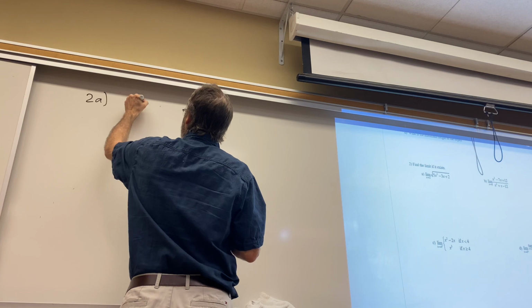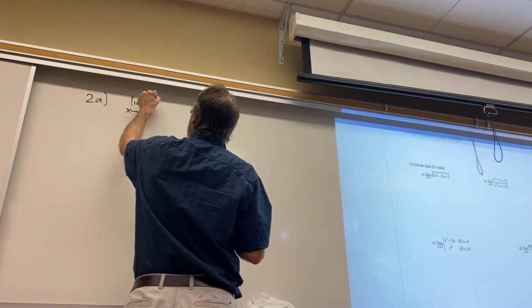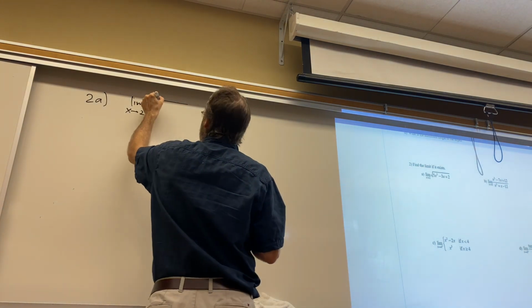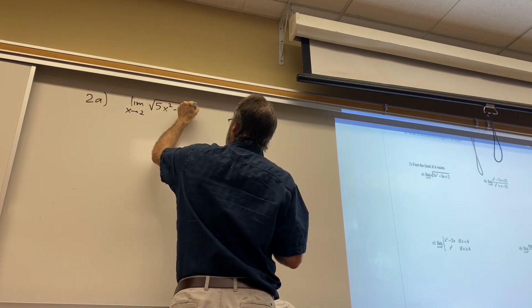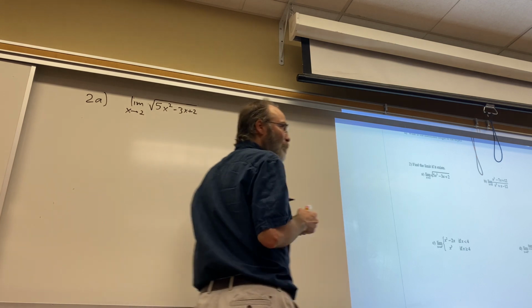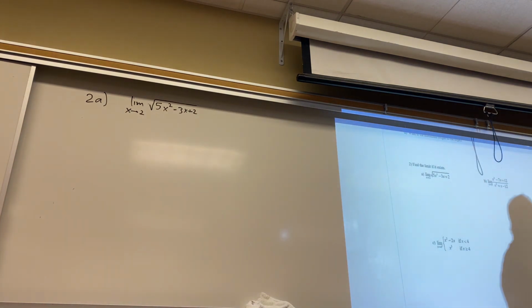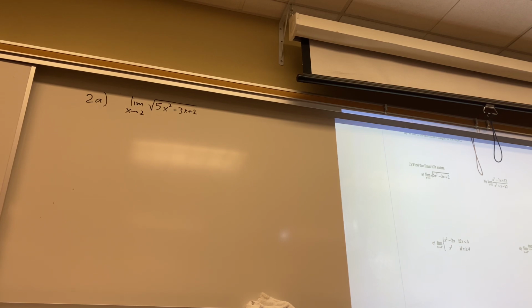Limit as x goes to 2 of square root of 5x squared minus 3x plus 2. What do we do here? Plug in the 2. Yeah, every limit we ever do, we always want to plug in the value first and see what we get. Well, not piecewise, that doesn't apply, but any of our normal functions. Just plug in the value first and see what you get. If you get an answer, that's your answer.